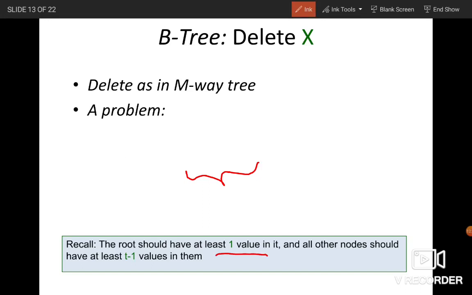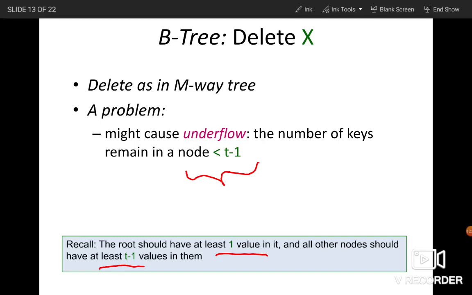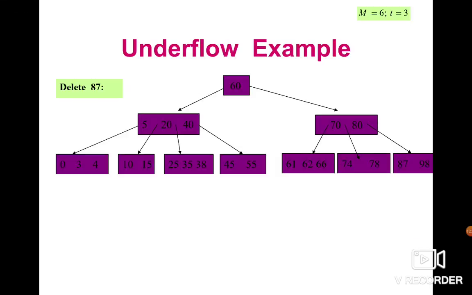And all the other nodes should have at least t minus 1 values. At least t minus 1 values must be there. So if it becomes less than t minus 1, it indicates that the particular node is underflowed. So how to fix this? We will see one example for an underflowed node.